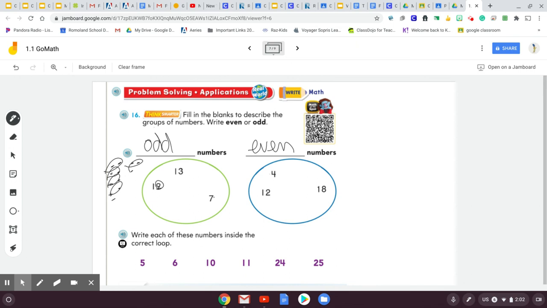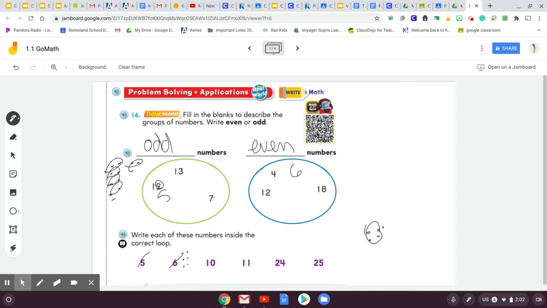Write each of these numbers inside the correct loop. So now we have to take these numbers and write them in here. And I'm not sure if 5 is odd or even. So you can come over here and do this. 1, 2, 3, 4, 5. Oh, look, these have pairs, this does not. So this would go in here. 5. Okay, I've got that one. What about 6? 1, 2, 3, 4, 5, 6. Oh, look, they pair off. So that one comes up in here. 6.